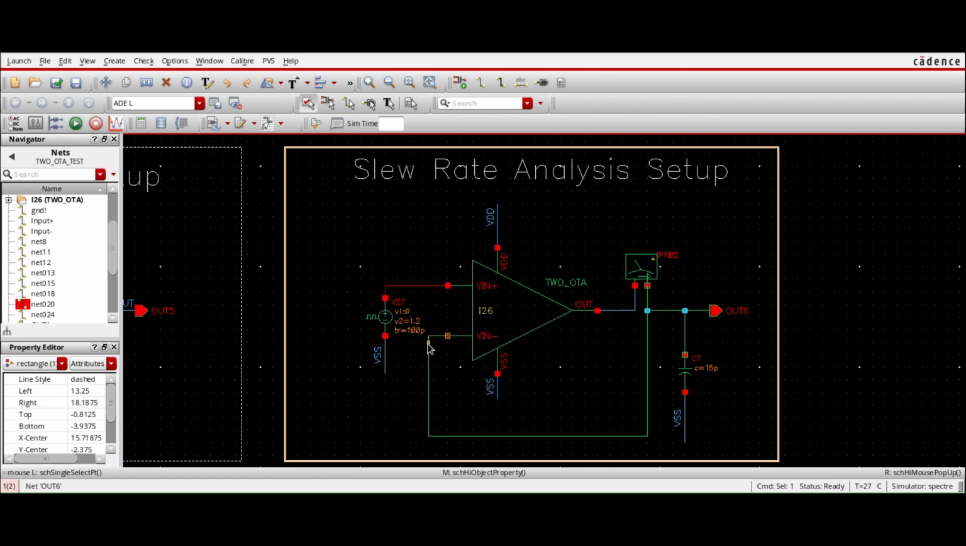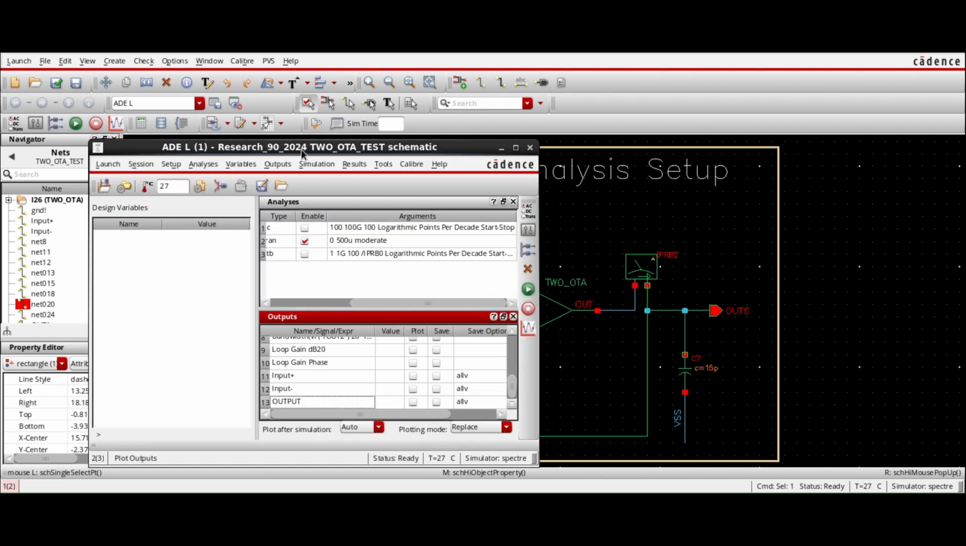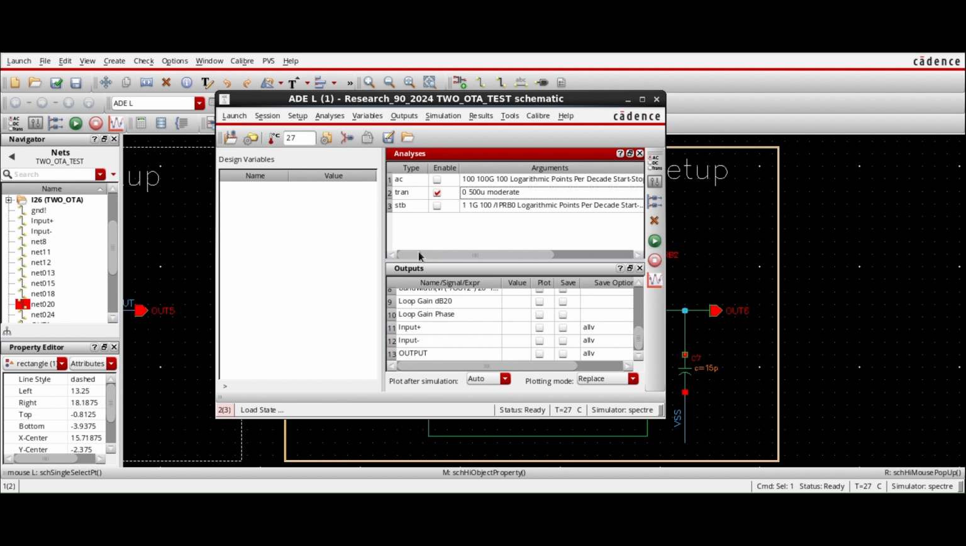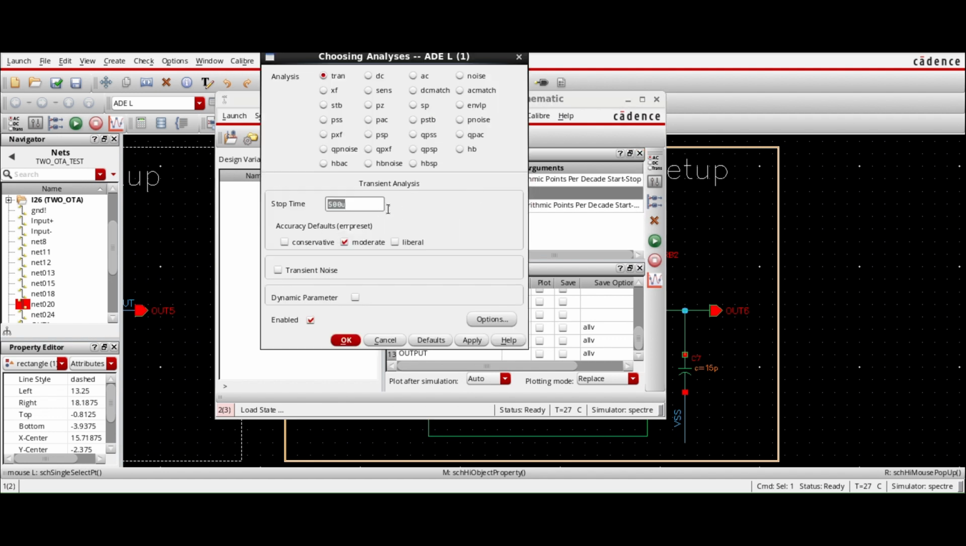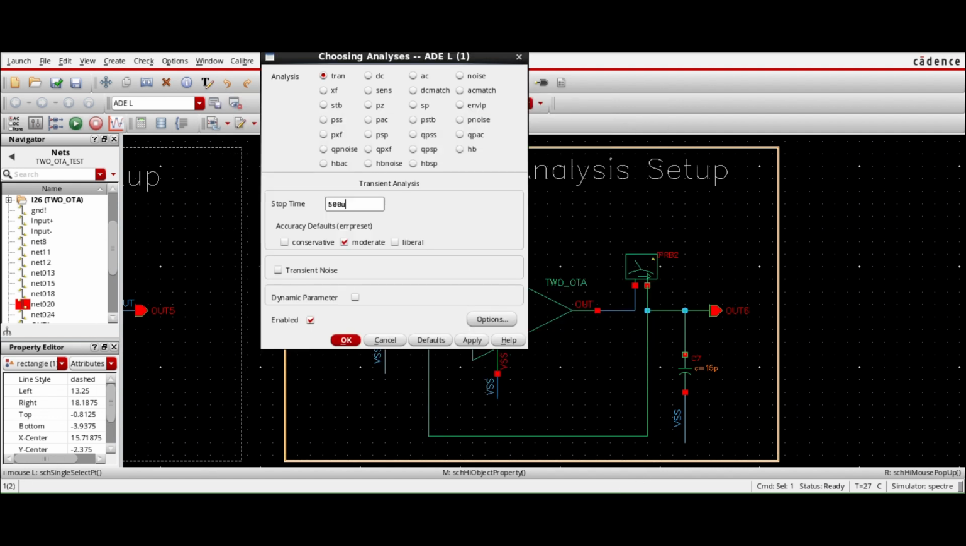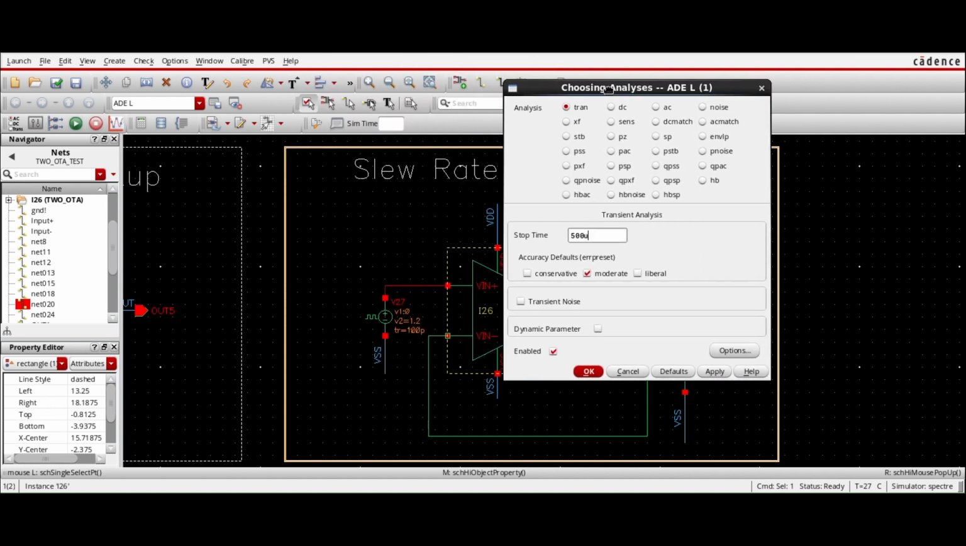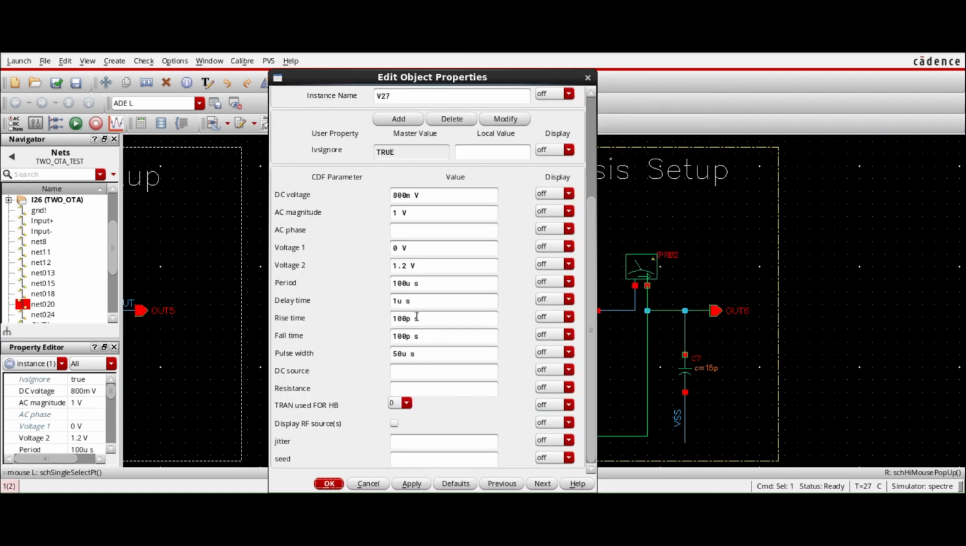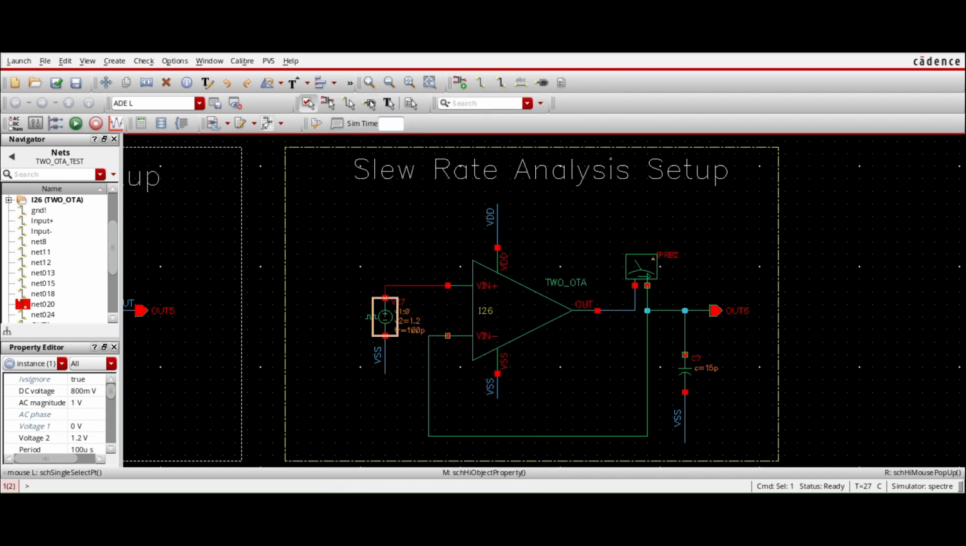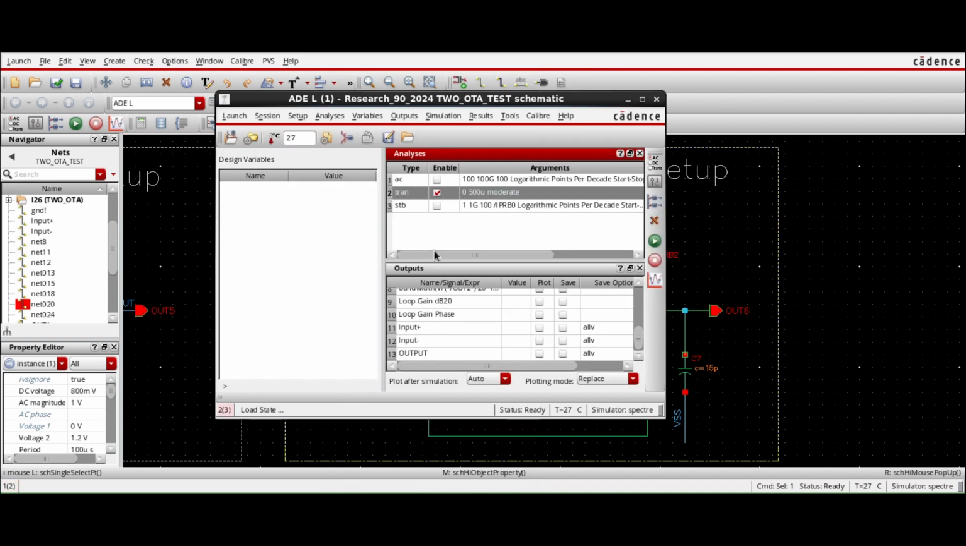And this test bench is set up with a negative feedback, unity gain setup, and close. Well, after that, we run the ADE. I already launched the ADE. Then in transient analysis, here I set the stop time to 500 microseconds because my period is 100. So let's start the simulation.